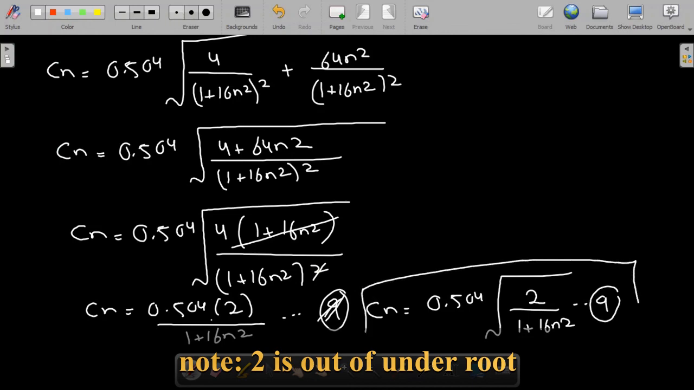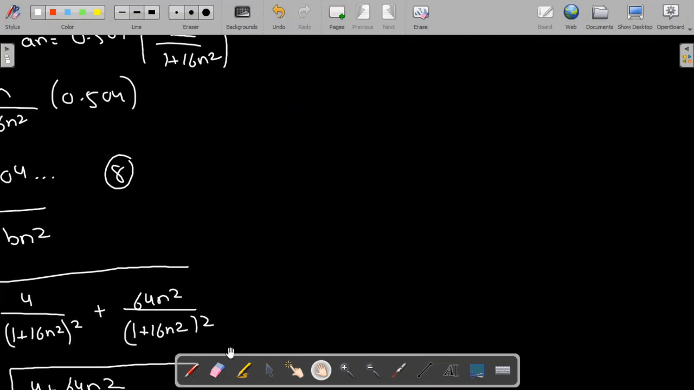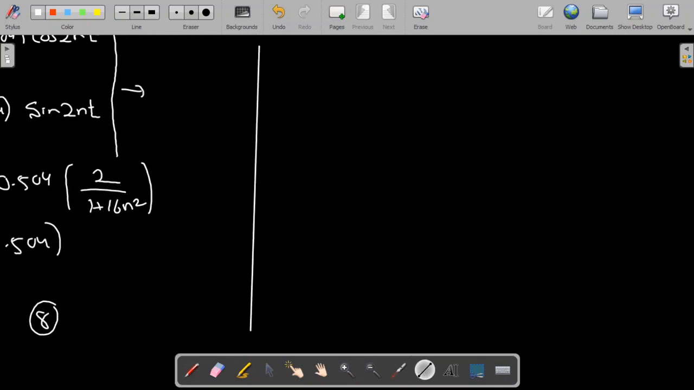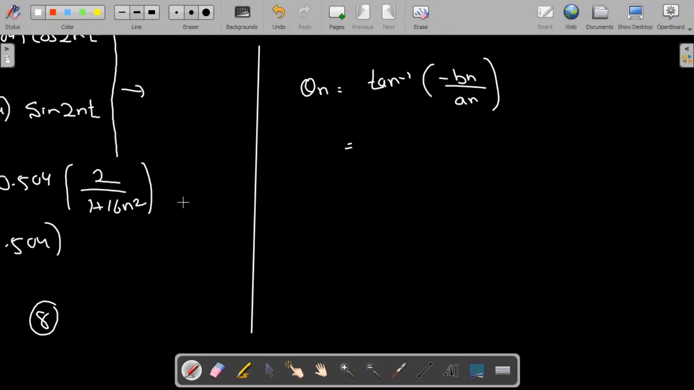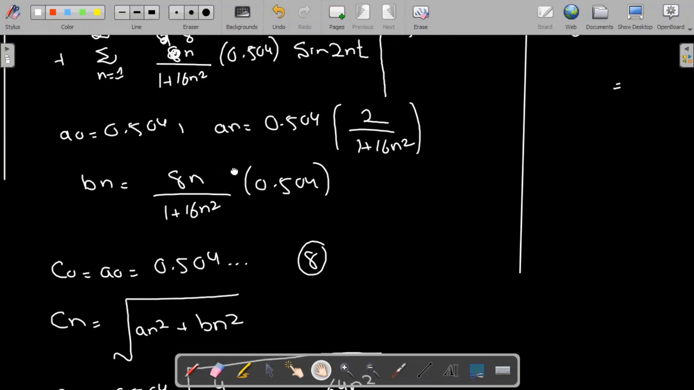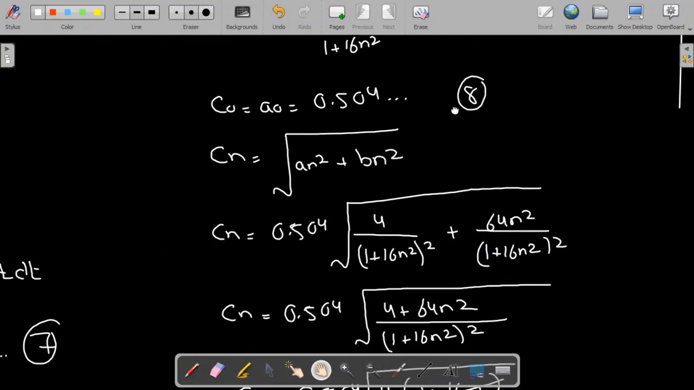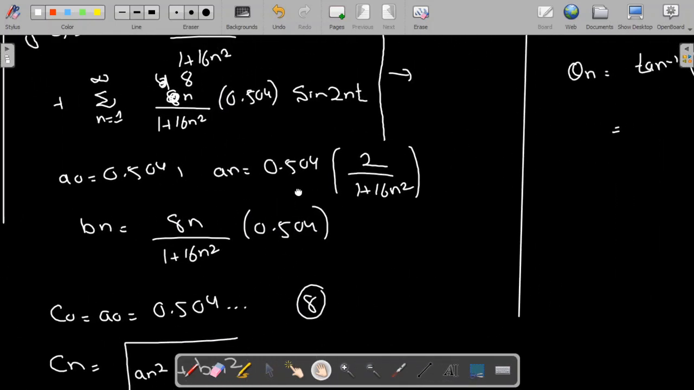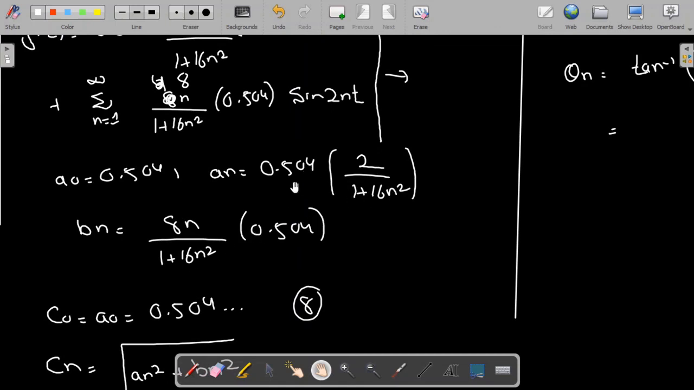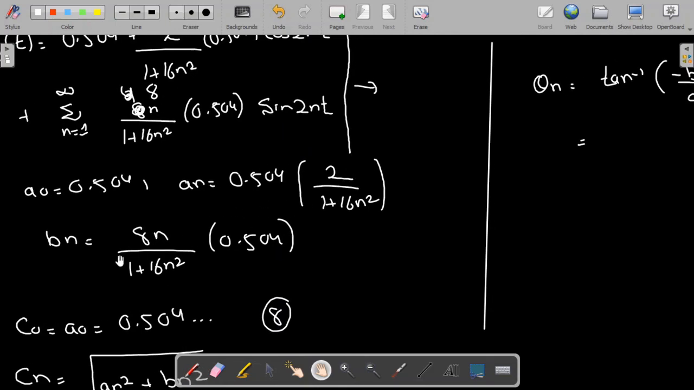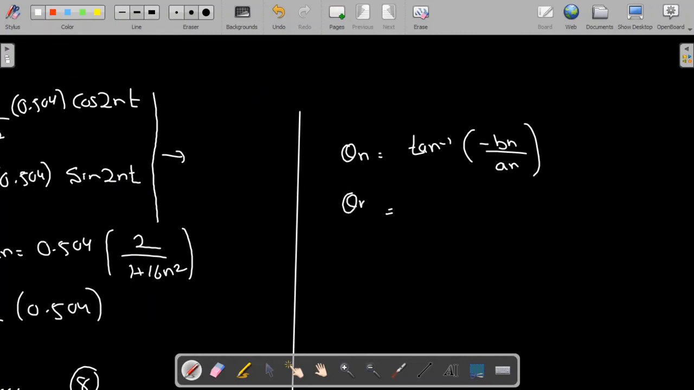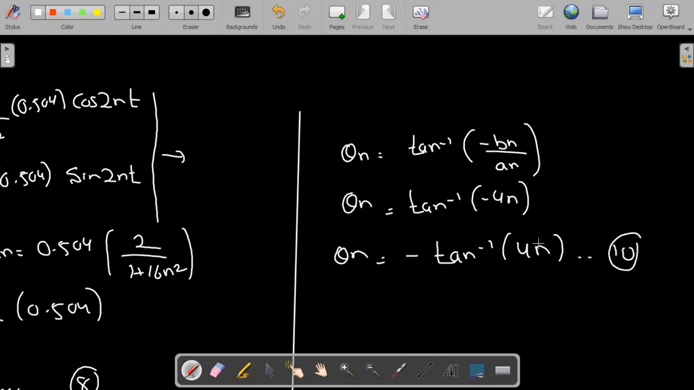So now we have found the cn and we have found the c naught. Next is to find the delta n. So delta n is equal to tangent inverse of minus bn divided by an. We know what bn is and what an is. If I divide bn with an, 1 plus 16n square will be cut, and 0.504 will also be cut. We are going to be left with 4n. bn by an is going to be equal to 4n. So this will be equal to tangent inverse of minus 4n, which is equal to minus tangent inverse of 4n by the definition of tangent function. So let me name it as equation 10. Now we are all good to go.